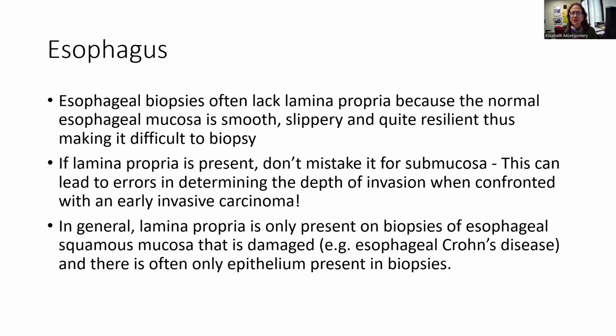Now, in the esophagus itself, a lot of us kind of don't think about the lamina propria, and esophagus biopsies often lack it because, of course, when normal esophageal mucosa is sampled, it's very slippery and very hard to take a bite of. So if you see lamina propria in esophageal biopsies, it often means there's something abnormal or reactive or injured, but don't mistake it for submucosa because that can lead to errors in determining depth of invasion if you have an early carcinoma. So we tend to see it when there's esophageal Crohn's disease or some kind of other inflammatory process.